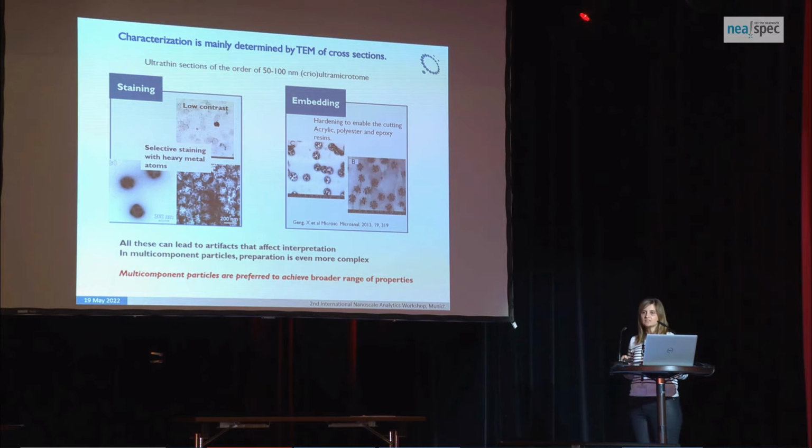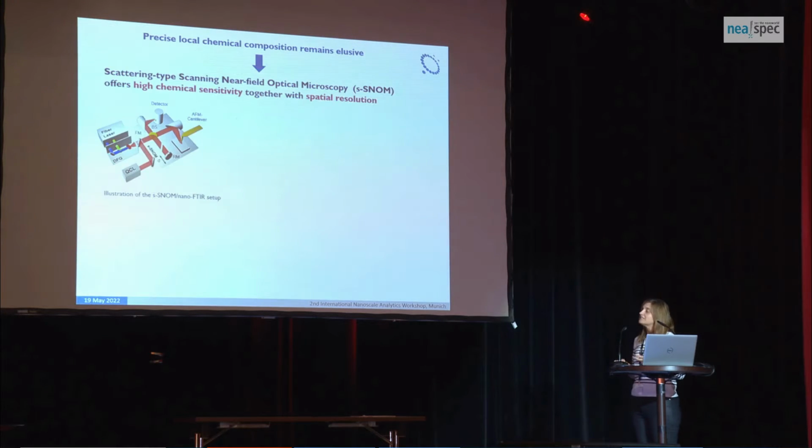In spite of the efforts of more sophisticated TEM techniques like tomography or high-angle annular dark field, unambiguous and local precise chemical information is still elusive. And with SNOM, we can combine high chemical sensitivity and spatial resolution, and that's why we wanted to apply SNOM to characterize a multi-component polymer particle.